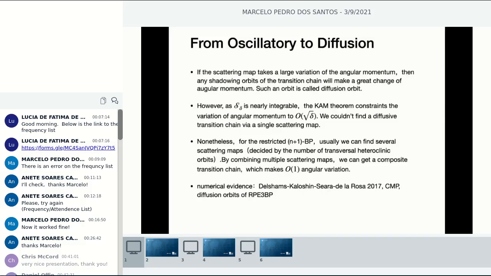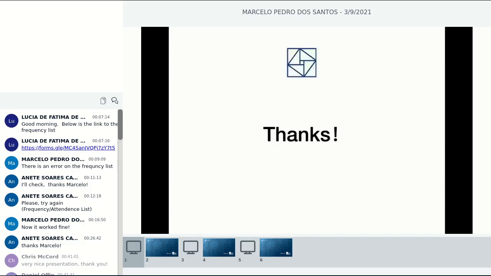So here is a work by Delshams, Kaloshin, Seara, and De La Rosa in 2017. They used some numerical assistance to prove that the diffusion orbit indeed exists for the restricted three-body problems. So thanks for the attention.